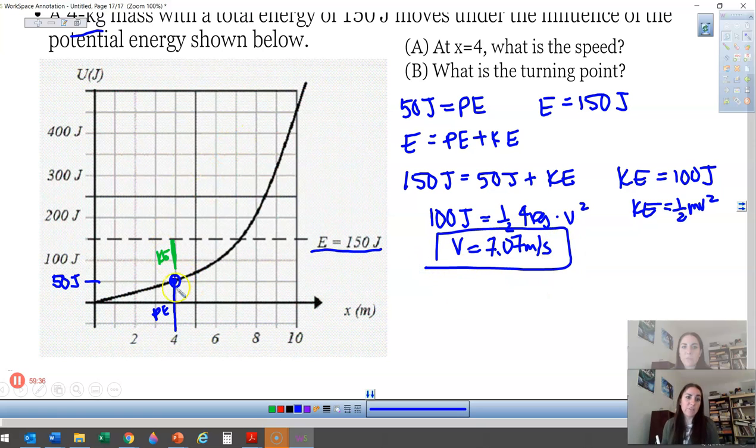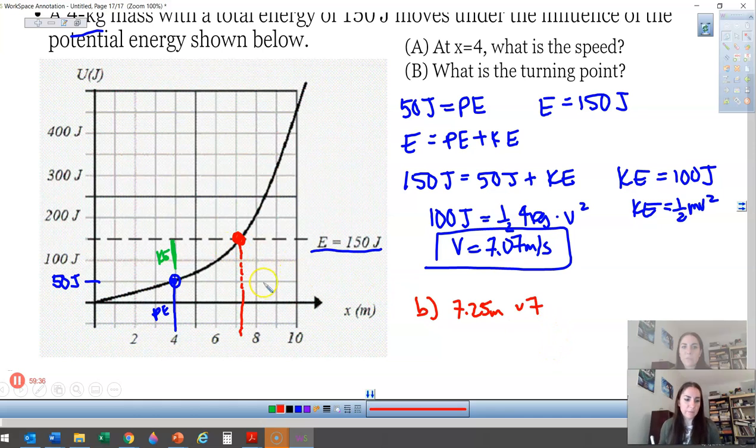So there you go. I can find how fast it's going without even recording the speed at any one point. Nifty. What's a turning point? Turning points happen when you have the max energy, or point right here. So probably around a little over 7. So if you said like 7.25 meters, that's fine. Anywhere near 7-ish would be acceptable, like that.